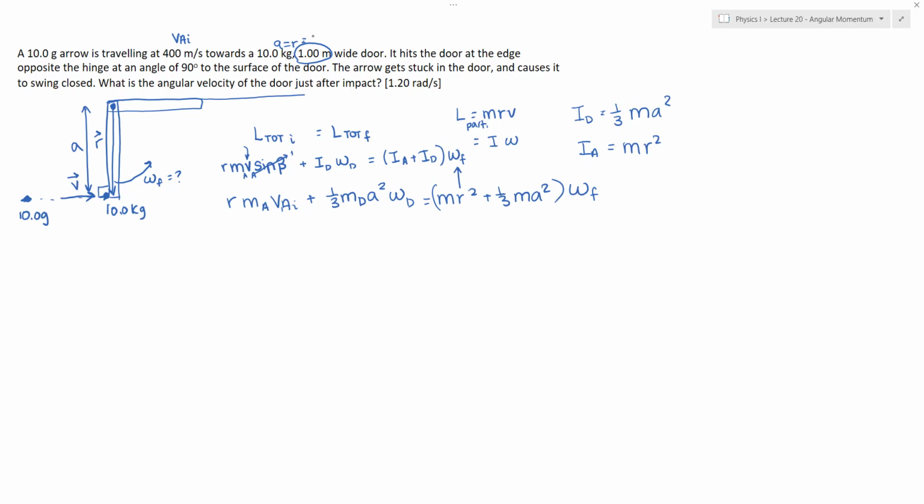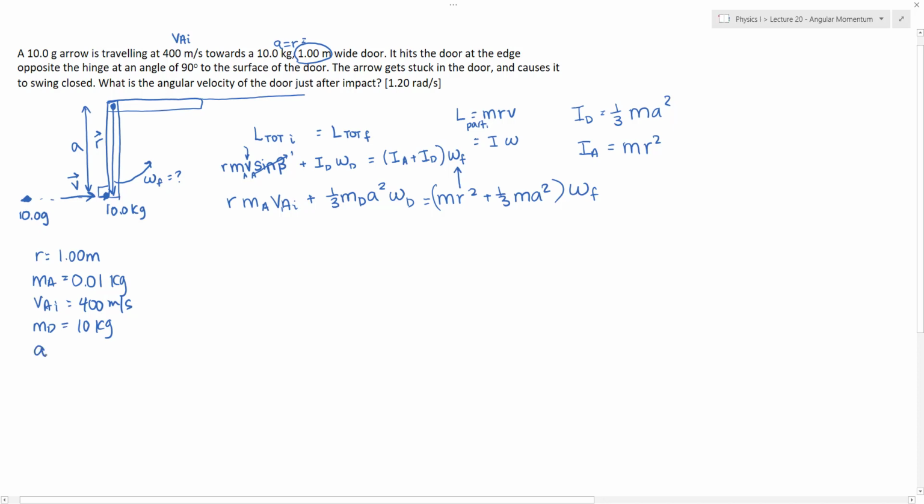So I'm going to think about what values I know here. My r, in this case, I'll write everything out on the side, is 1 meter. My mass of the arrow is 10 grams. I have to change that to kilograms, so 0.01 kilograms. My velocity of the arrow initially is 400 meters per second. My mass of the door is 10 kilograms. My a for the door, the width of the door, is still the 1 meter.